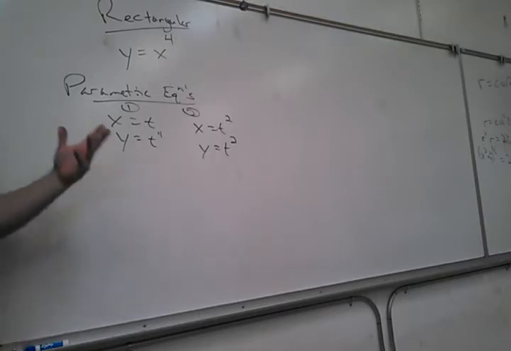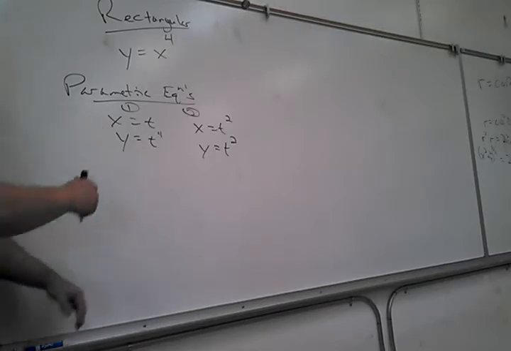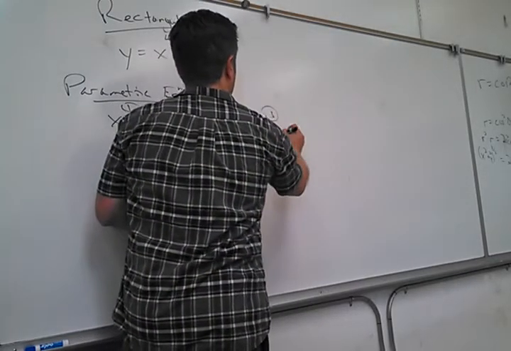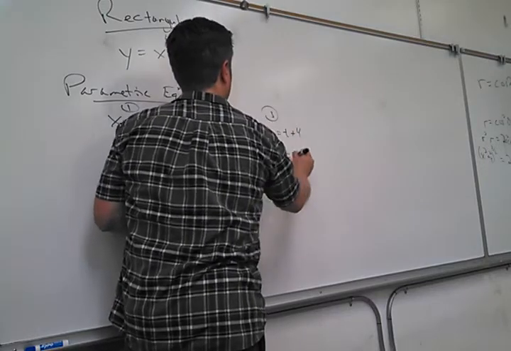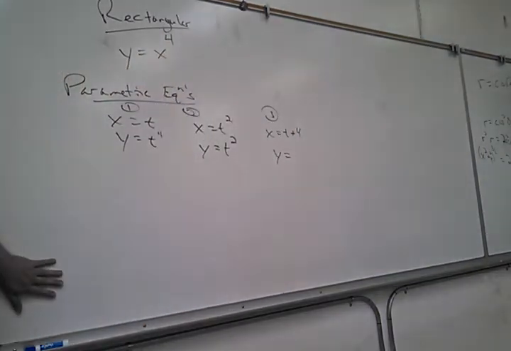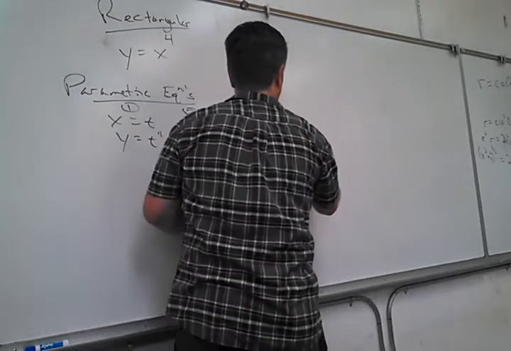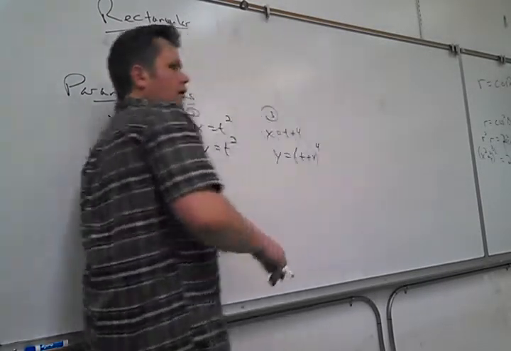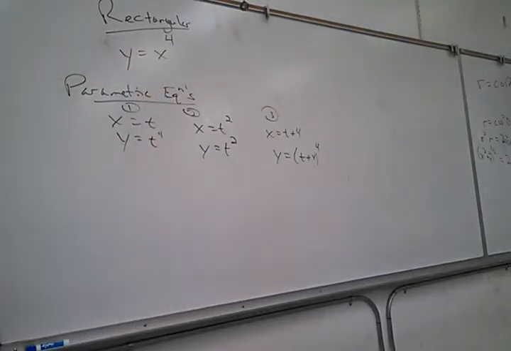I could also say x is, let's see if you guys have the list, x is t plus 4. And incredibly enough, y would be t plus 4 to the 4th. Whatever I make x, y is going to be the 4th power of that.